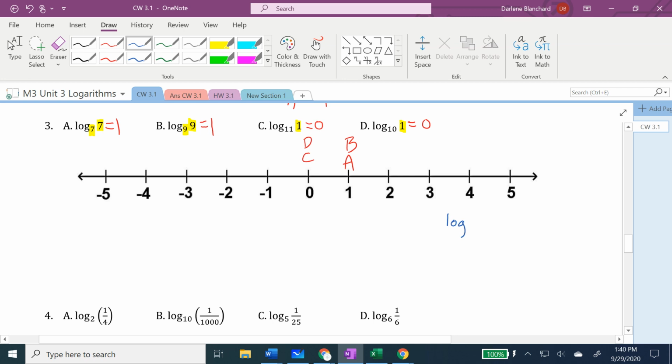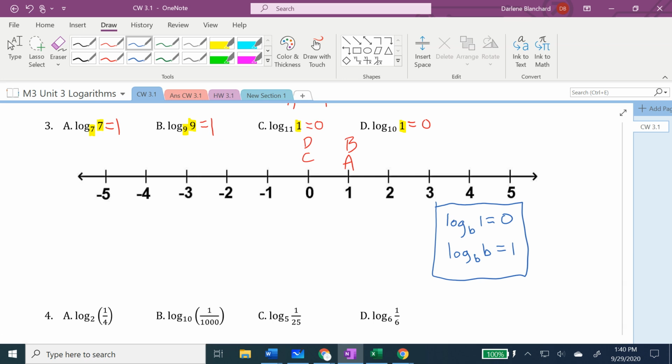Oh, we only have 5 minutes left. Okay. So if you have log base b of 1, the answer is 0. If you have log base b of b, you have 1. You need to be familiar with these two, but again, if you are getting the idea of logarithms, you actually don't have to memorize those.